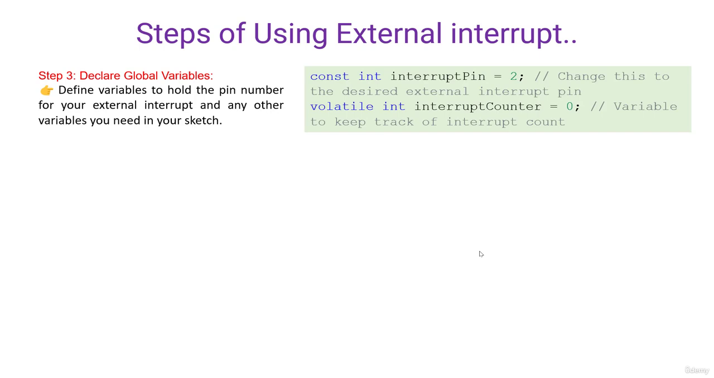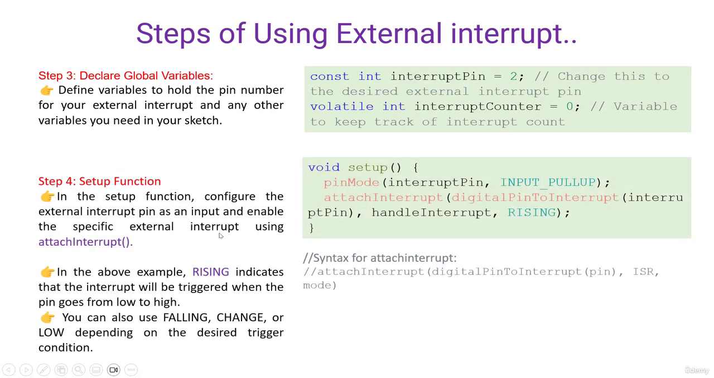Now here comes step 4. In step 4, first we need to configure the external interrupt pin as an input. So using pinMode, we will define the interrupt pin as INPUT_PULLUP. Remember, we need to use input pull up here if you are using the internal pull up configuration for the switch. Next, we need to enable the specific external interrupt using attachInterrupt.